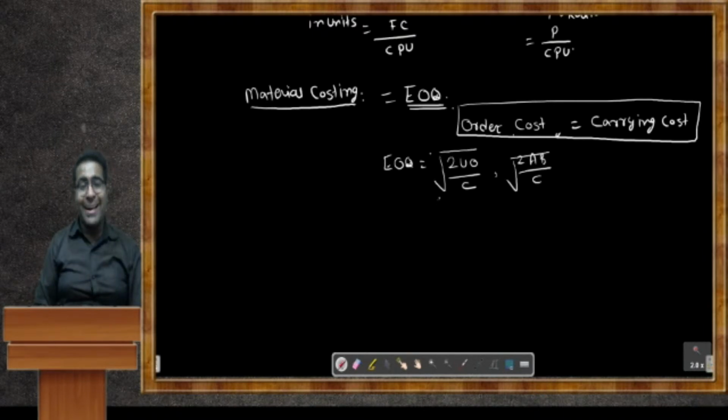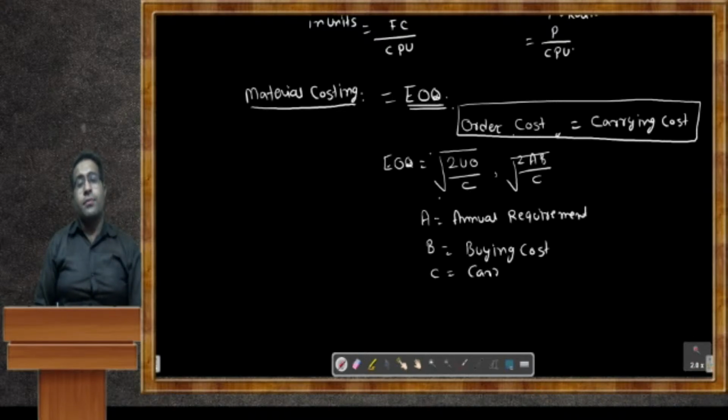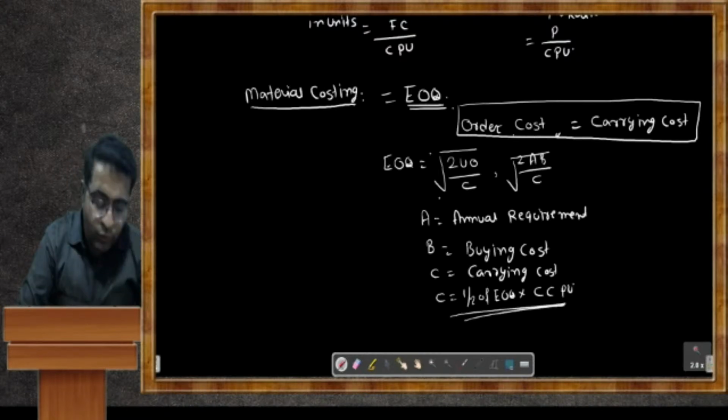Now what do you mean by A? A means annual requirement. B means buying cost, meaning ordering cost. C means carrying cost. Carrying cost is always calculated as half of EOQ multiplied by carrying cost per unit. These are the basics of EOQ.